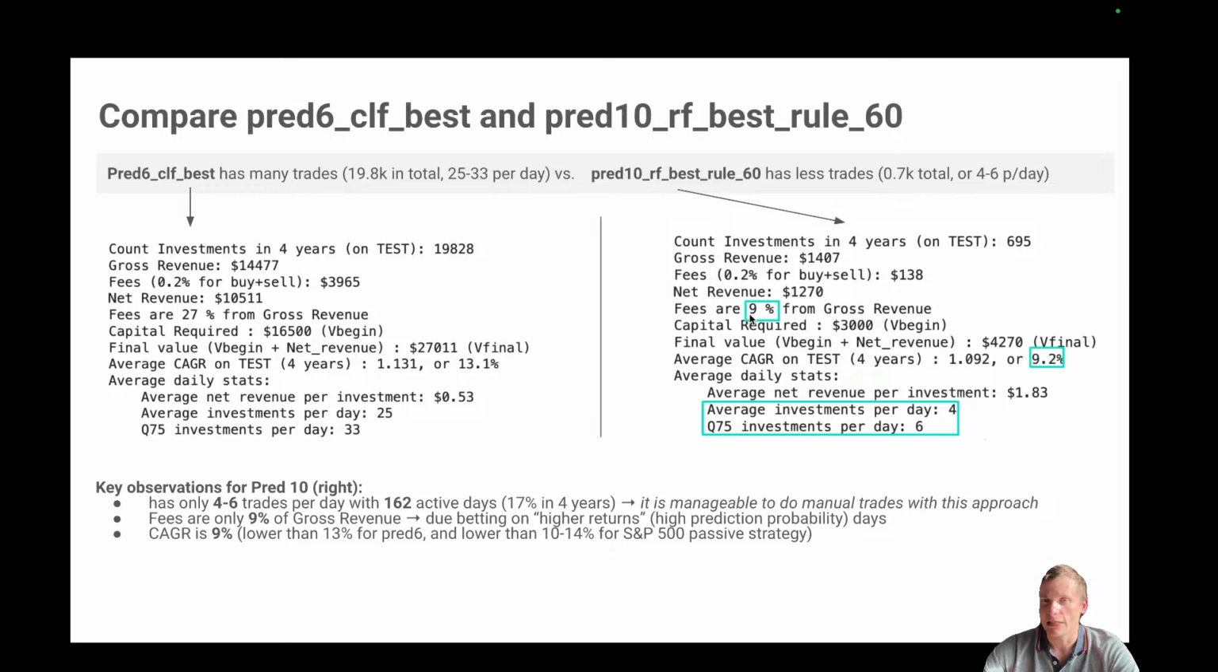And fees are only 9% of gross revenue. Because we didn't have many trades, we managed to reduce our fees ratio, and we managed to use this properly. Say if you have 16.5 thousand of capital, you can just invest not 100, but you can invest 5 or 6 times more and utilize the prediction 10 strategy to have these results.